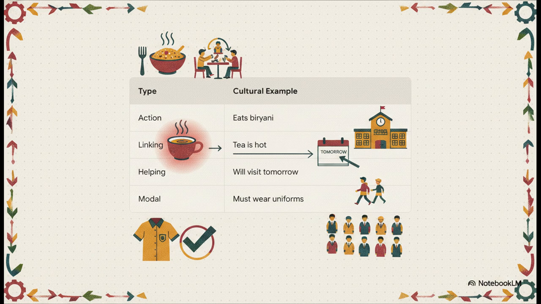Then we've got linking verbs. These simply connect a subject to some information. The tea is hot. The word is links the tea directly to its temperature. What about helping verbs? We will visit school tomorrow. See how will helps the main verb visit tell us exactly when the action happens? And finally, modal verbs. These show ability or rules, like students must wear uniforms. Just look at how these different verb types power everything from eating amazing biryani to following daily routines.